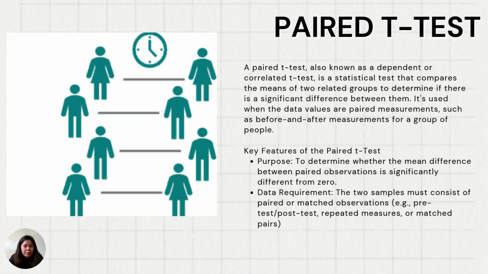Key features of the paired t-test. Purpose: to determine whether the mean difference between paired observations is significantly different from zero. Data requirement: the two samples must consist of paired or matched observations, such as pre-test, post-test, repeated measures, or matched pairs.